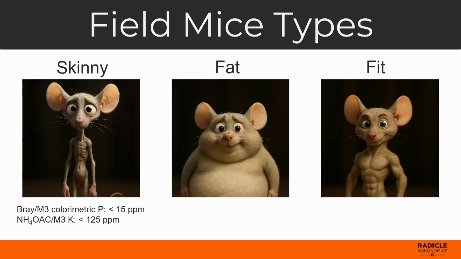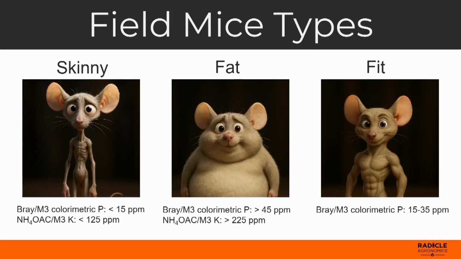So what's a fat field mouse soil test level for phosphorus? I think it's anything greater than 45 parts per million. How many of you have soil tests greater than 45 parts per million? Yeah, a lot of people, right? Potassium, greater than 225 parts per million. Anybody have that? You're lying.